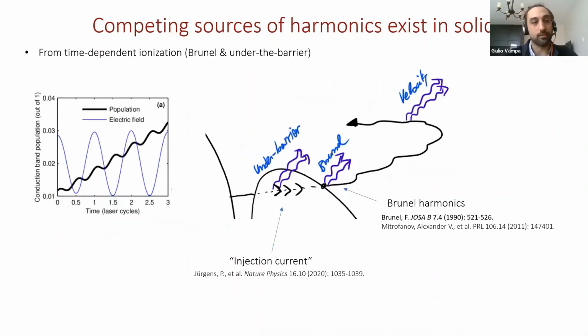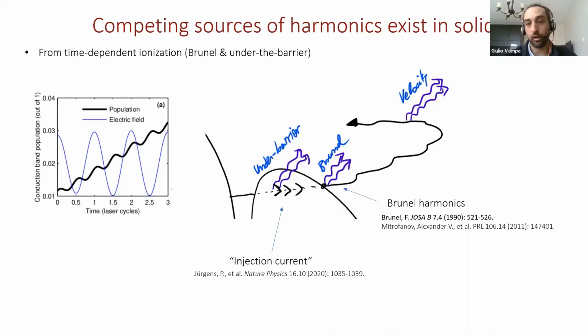There are other mechanisms too. For example, the very fact that you ionize means that you're increasing the current stepwise every half cycle. This is basically what I show in this simulation, where at every peak of the field, the conduction band population sort of jumps up and then jumps up and then jumps up again. That also is a nonlinear increase in the current density, and that also leads to harmonics.